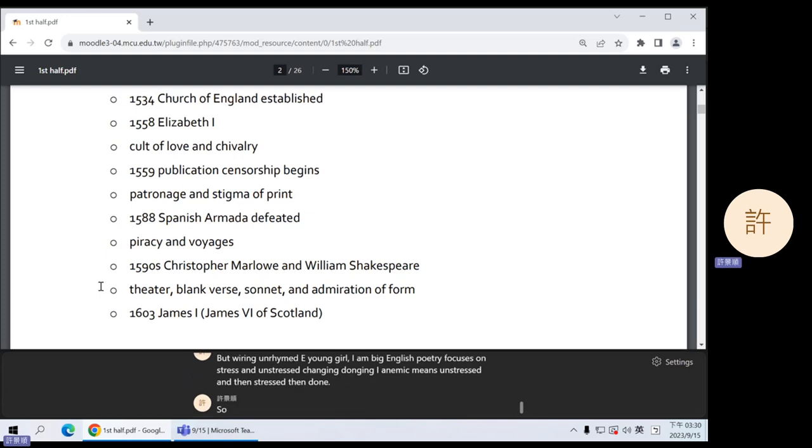So, for example, let me read from next week's poetry. You don't have to understand right now. Listen to the rhythm, 节奏.